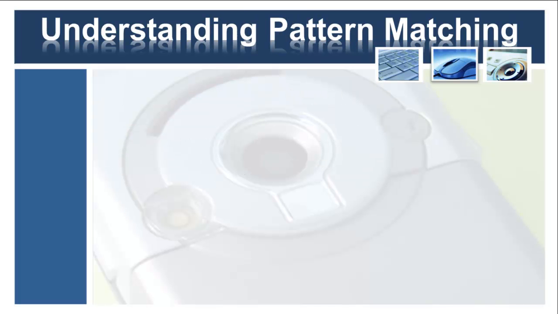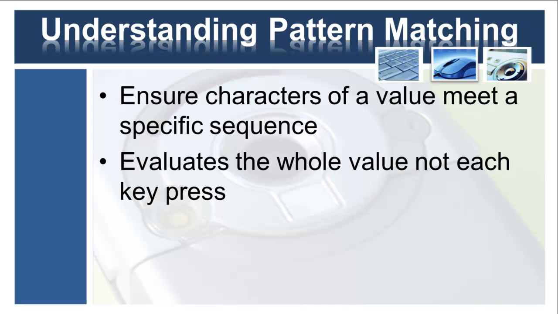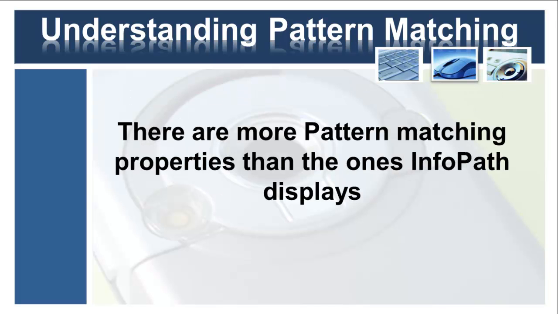But first, what is pattern matching? Well, it allows you to assess the characters of a value stored within a field or control to ensure they meet a specific sequence. If you're familiar with similar properties like input masks in Microsoft Access, say, the point to note here is pattern matching evaluates the whole value when it is complete and not each key press. But this video is to show you that there are more pattern matching properties than the ones InfoPath displays.